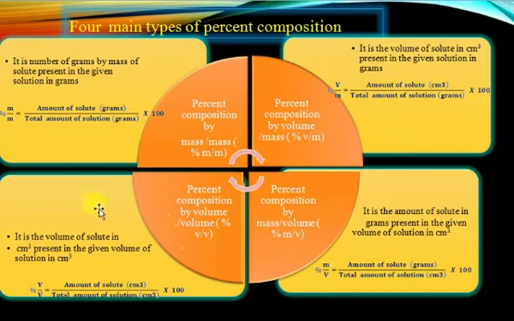Similarly, for the third one, we have a solute which is taken in volume and a solution which is also taken in volume. So this is a percent volume by volume solution, and then multiplied by 100. The fourth one is percentage composition mass by volume. Percent mass by volume means that the mass is the amount of solute taken in grams, and the total amount of solution is taken in volume, which is in centimeter cube, multiplied by 100.